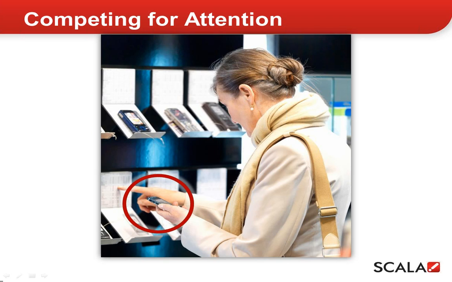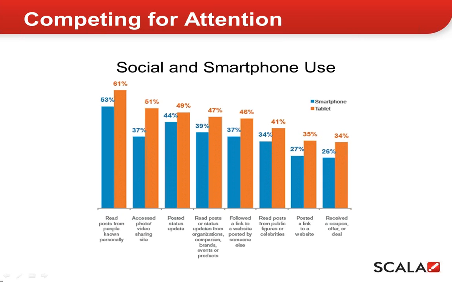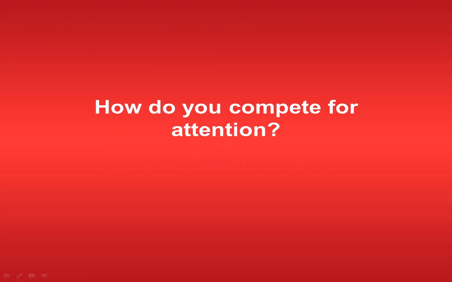And you can see from this chart here, the majority of people using phones and tablets are doing things that are social related. So they're looking at posts, they're accessing videos, they're posting their own status. So not just social, but mobile as well. You have to take those into account when you're deciding what's going to go on your screens. So how do you compete for this attention?